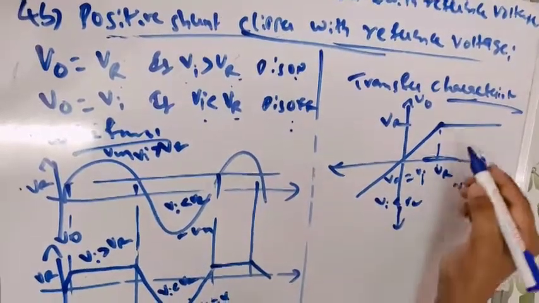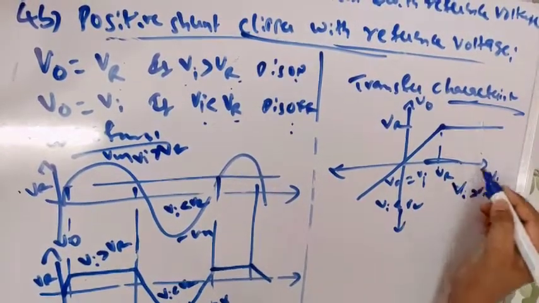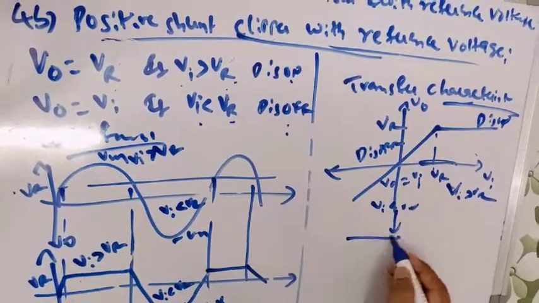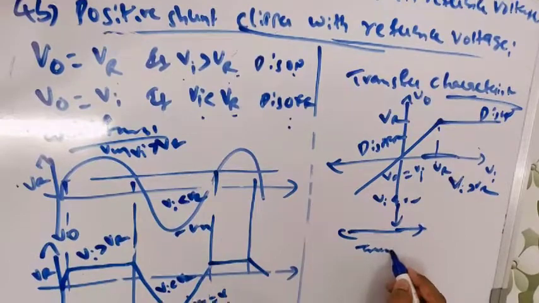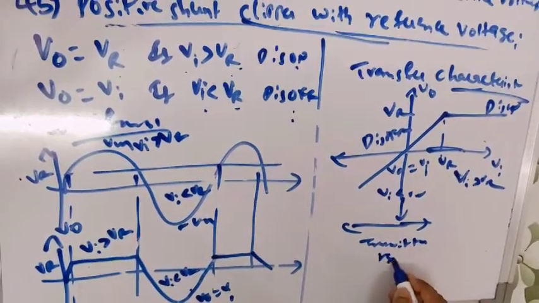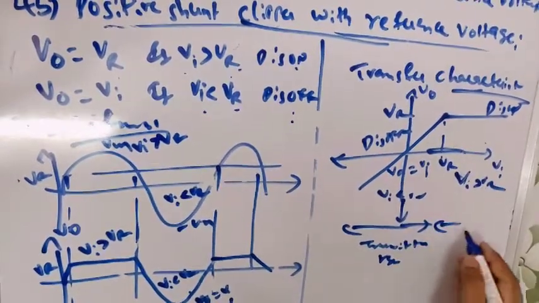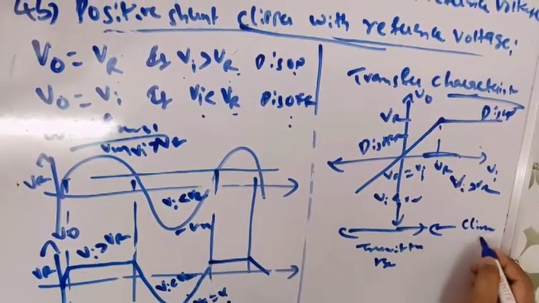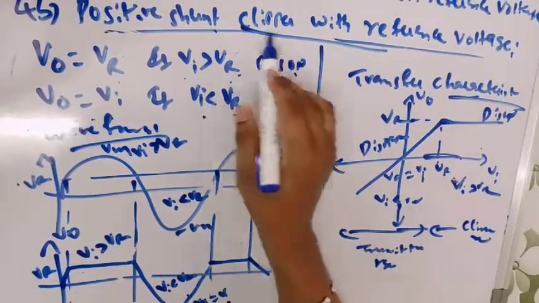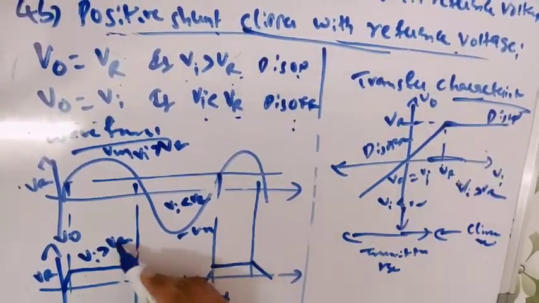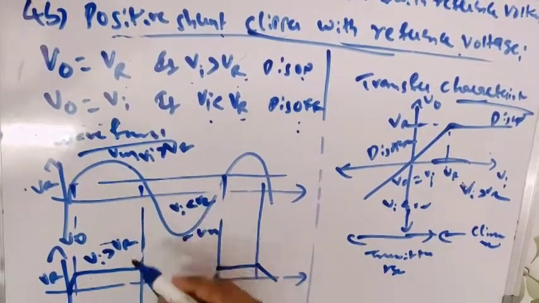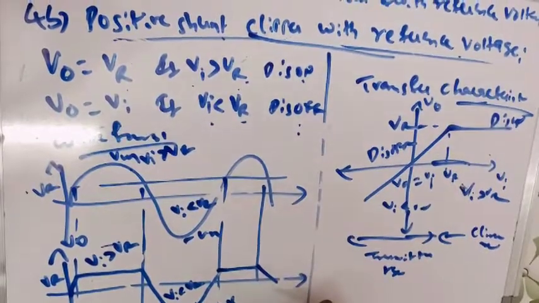In this case, with Vi greater than VR, the diode is on, and here the diode is off. This is called the transmitting region, where the output signal is a replica of the input signal. This particular region is called the clipping region, where the output is restricted to VR. This is a positive shunt clipper with reference voltage, and it clips the peak positive portion of the input signal. This is all about the series and shunt clippers.